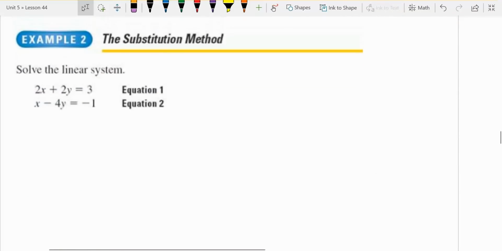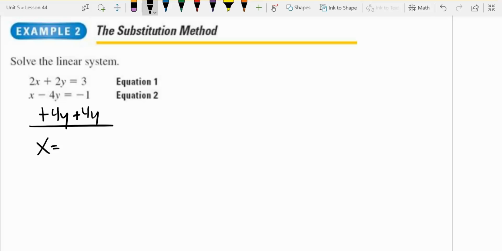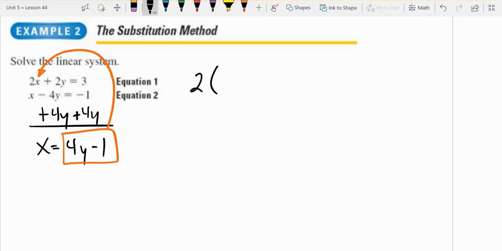More substitution method. Let's say we get, well, we can solve the second equation for y by adding 4y to both sides. Add 4y to both sides, and we get x equals 4y minus 1. We're going to substitute this value of x in for x in our top equation. We'll rewrite that: 2x plus 2y equals 3, and we're substituting in a 4y minus 1.